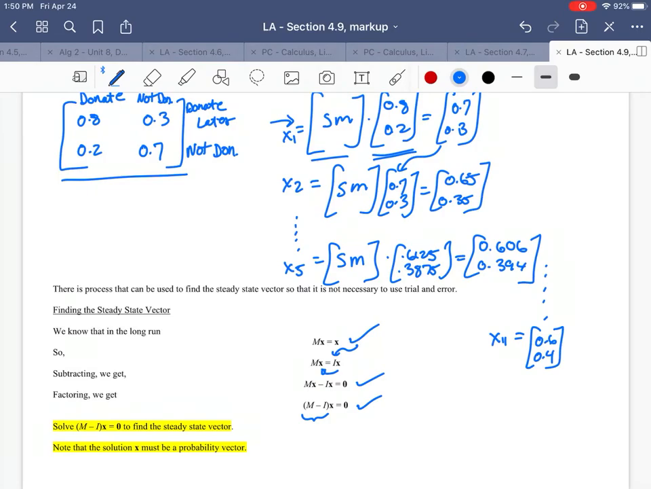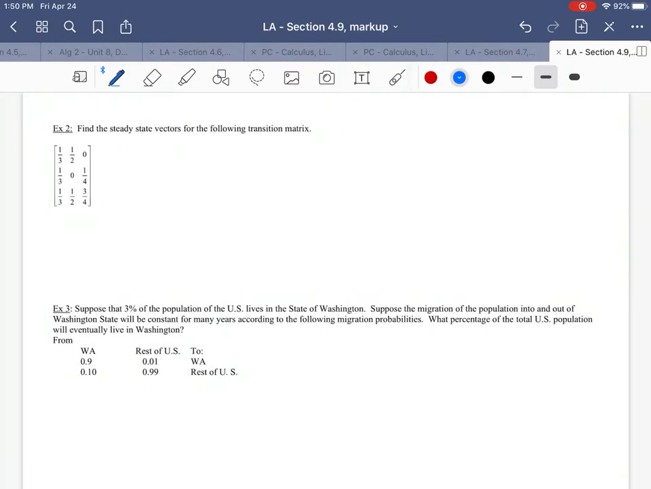So what we can do is put the migration matrix minus the identity matrix, and we can solve it. We can do an augmentation with zeros, however many we need, and that'll be the answer for X. And so we don't have to do this whole big long process all the time. All right, so let's try and do that. We're going to find a steady state vector for this matrix right here.